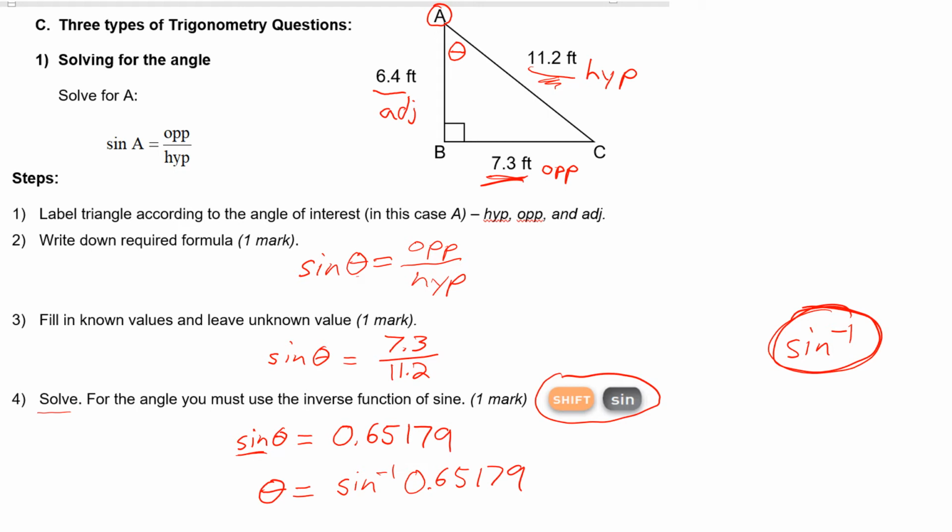So I type that into my calculator, sine -1 of 0.65179, and I get theta equals, or A equals, 40.67, or actually if I round it, for me I get 40.68. So in other words, this angle right here, theta, is 40.68 degrees.